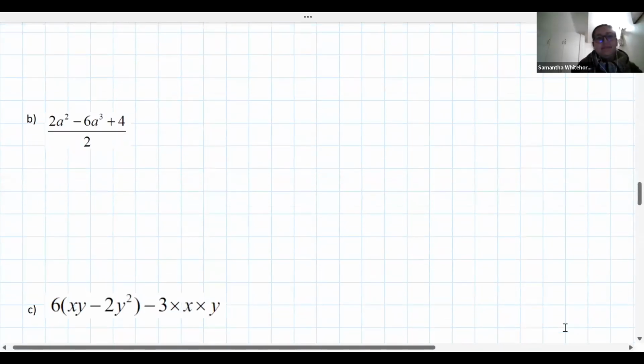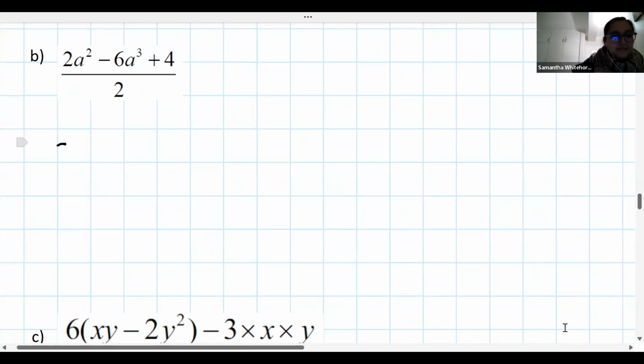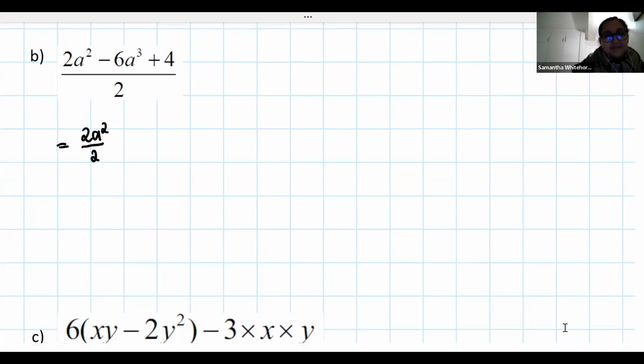Okay, ma'am. So firstly, I divided my terms. I said 2a squared divided by 2, minus 6a cubed divided by 2, plus 4 divided by 2. Excellent. So, ma'am, 2a squared divided by 2 equals 1a squared. Good. Minus 6a cubed divided by 2 equals 3a cubed. And is it positive or negative?